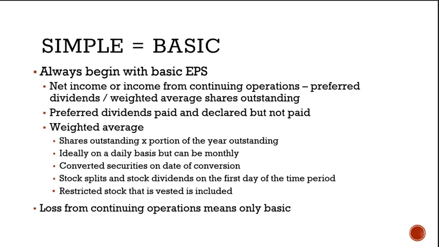If we have a loss, we will only do basic. We will stop after basic. If there's a loss, instead of net income, it's a net loss, or a net loss from continuing operations, then we only use basic.